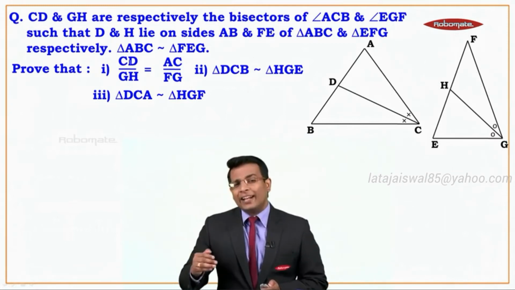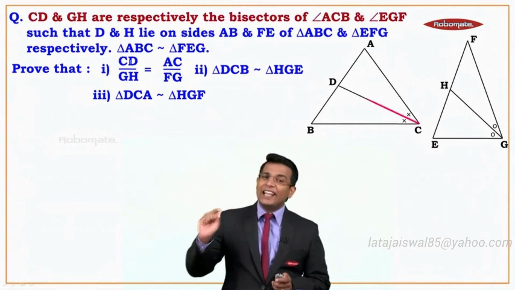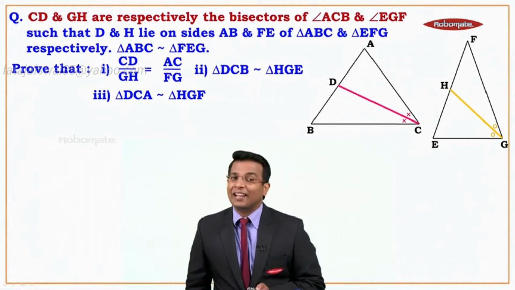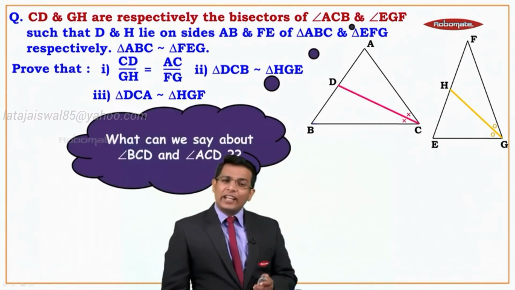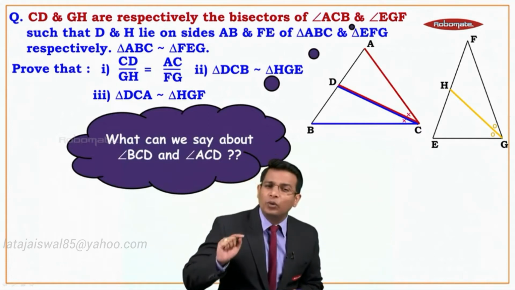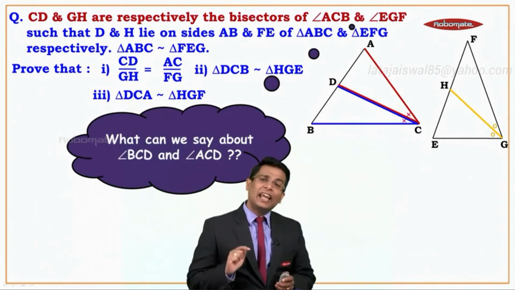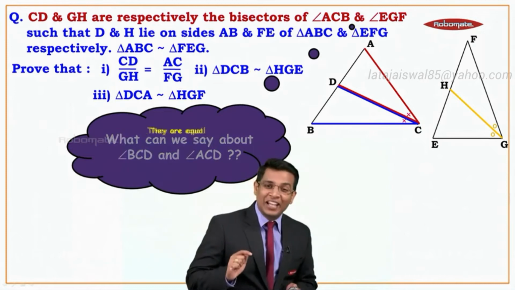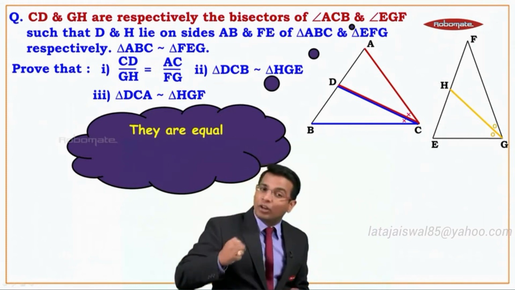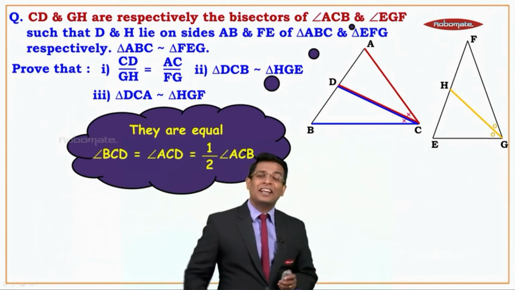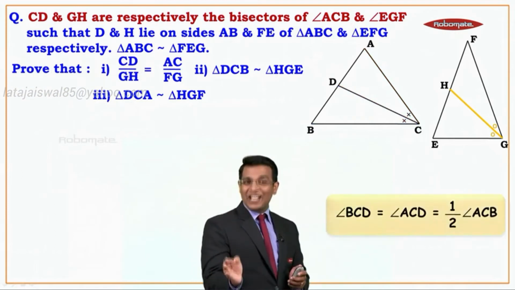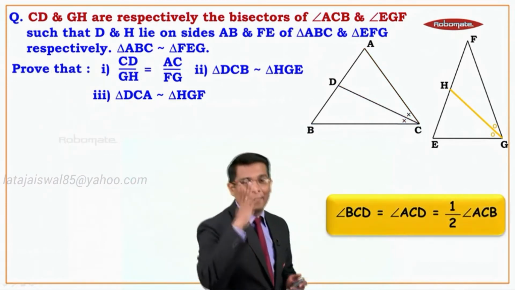To prove, we'll think later. First, let's see what is given. It says that CD and GH are respectively the bisectors of angle ACB and angle EGF. Now, if CD is a bisector, what do we know about angle BCD and angle ACD? We know that they are going to be equal, and in other words, the measure of each would be half of angle ACB. That means angle BCD is equal to angle ACD is equal to half of angle ACB.